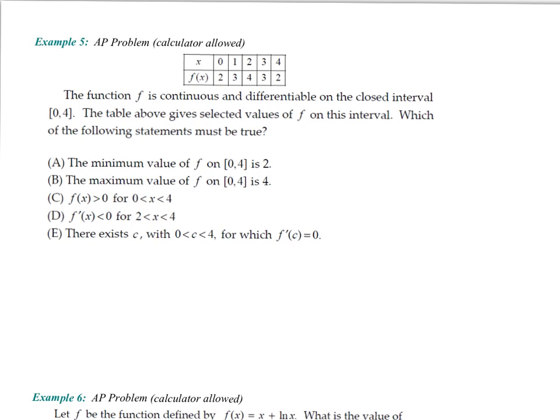Could 2 be the min value from 0 to 4? Absolutely it could be, right? You look at these two values right here and here. Yeah, it could be. However, could the function fluctuate between 0 and 1, or 1 and 2, or 2 and 3? Could it go lower than that? Absolutely it could as well. So that's out. Could 4 be the max value? Absolutely it could be. Is it 100% of the time, or must it be true? No. Could the derivative be greater than 0 for all values? No, absolutely not. The reason why is because you see that the function is going up then down, right? So that wouldn't work.